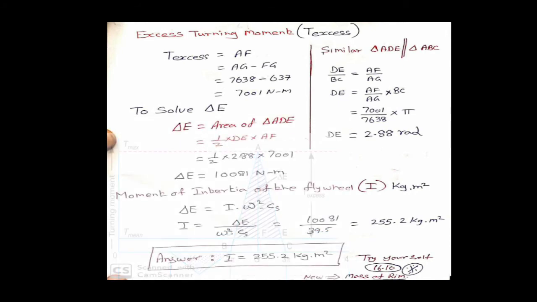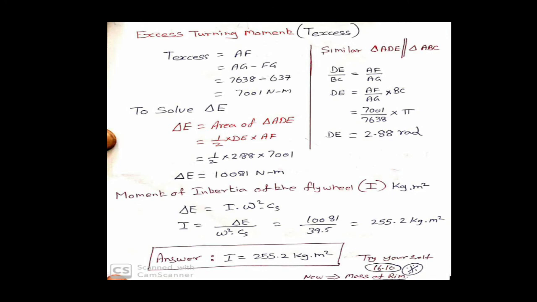DE is equal to 2.88 radians. We substitute it here and find the value. The area of the triangle is DE into AF, half of DE into T excess. We substitute DE 2.88 into 7001, where 7001 is the T excess. So we find the value of delta E from T excess and T mean.